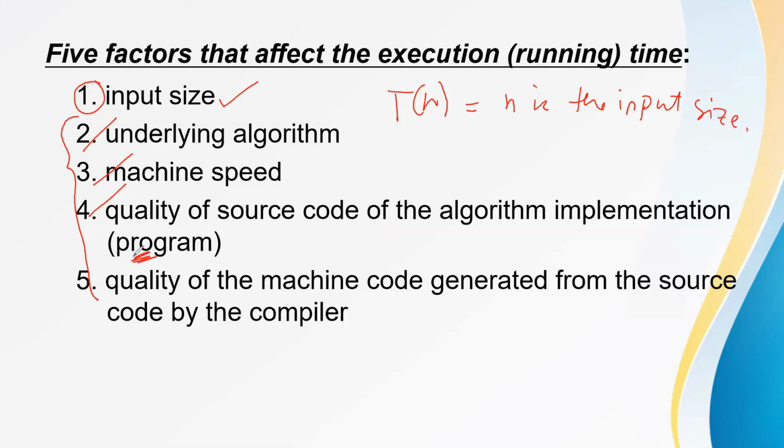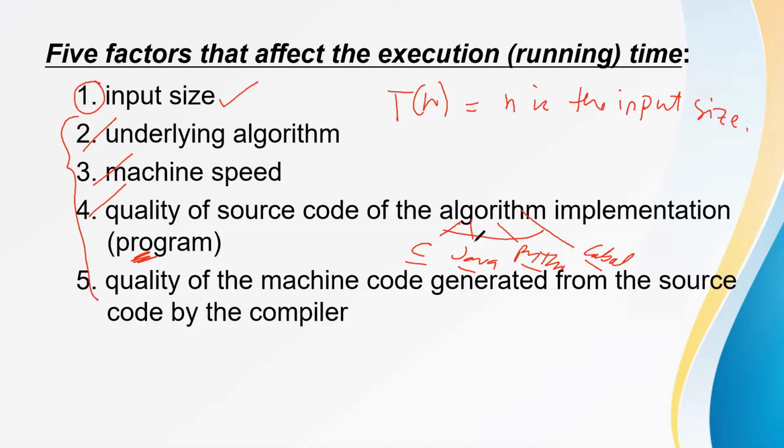Because it is possible that the algorithm is implemented using different programming languages, right? You could implement the algorithm in C language, for example, or in Java, or in Python, or in COBOL or Fortran or any other high-level programming languages. And each of these programming languages has unique properties or execution characteristics.